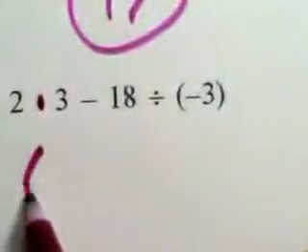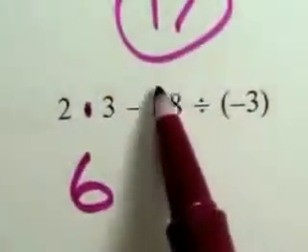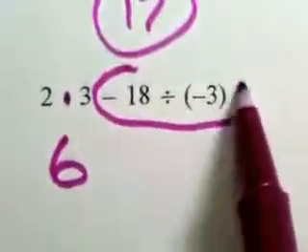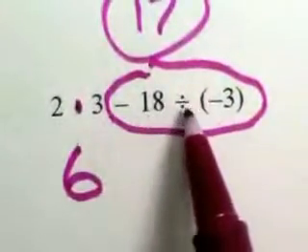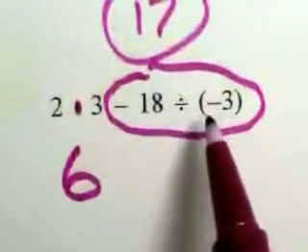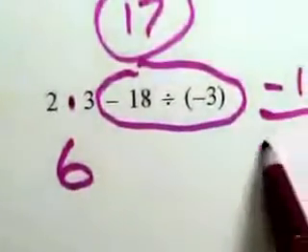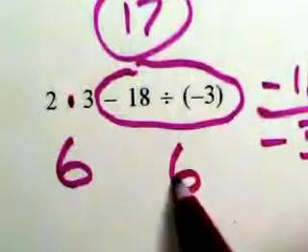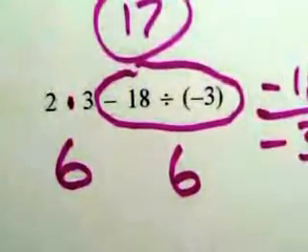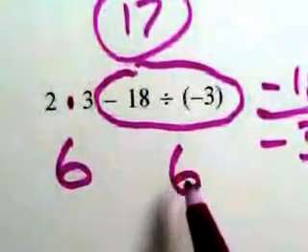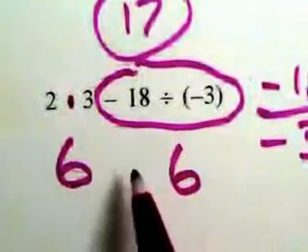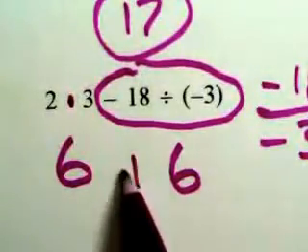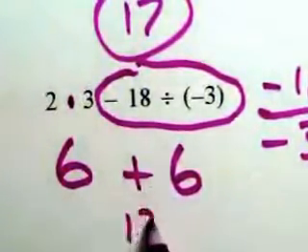2 times 3, well, that's 6. Okay, now I have this right here. Negative 18 divided by negative 3. It looks like this. Okay, 3 goes into 18 6 times, and the negatives cancel. So that makes it a positive 6. So what am I going to put between here if that's a positive 6? A plus. So 6 plus 6 is 12.